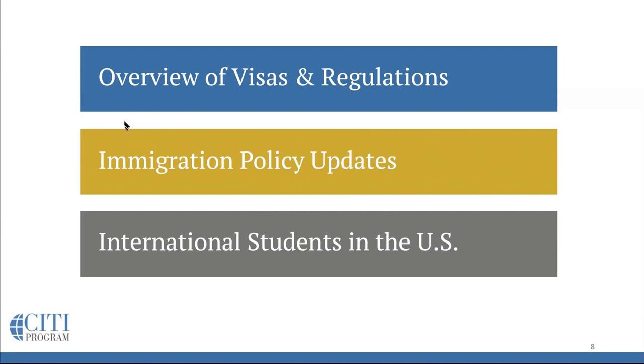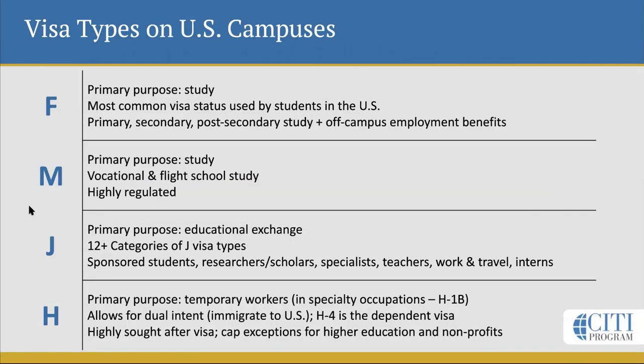To achieve our learning objectives, today's webinar will have 3 parts: an overview of visas and regulations, a discussion on recent immigration policy updates, and finally, a review of international students in the U.S. As previously shared, the most common visa types you'll find on a U.S. campus are F, M, J, and H visa holders.